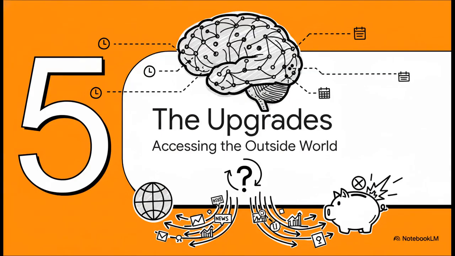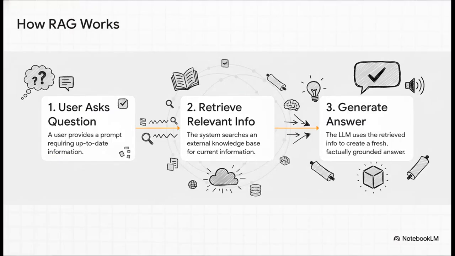Okay, so we've built our model, we've trained it. But we've got a pretty big problem. All of its knowledge is frozen in time. It's stuck in the past, right when its training ended. It has no idea what happened yesterday. So how do we give it access to new information without having to do that massive, expensive retraining all over again? Well, we use a really clever trick called retrieval augmented generation, or RAG for short.